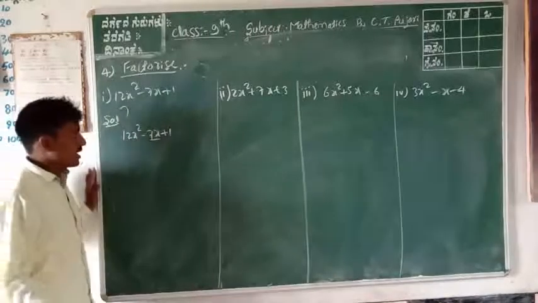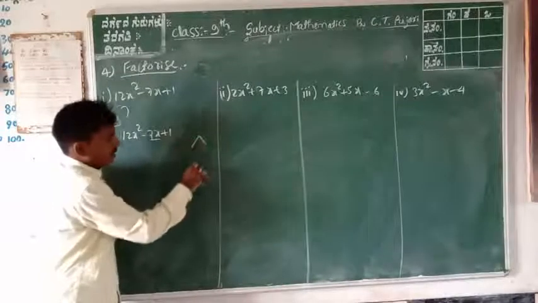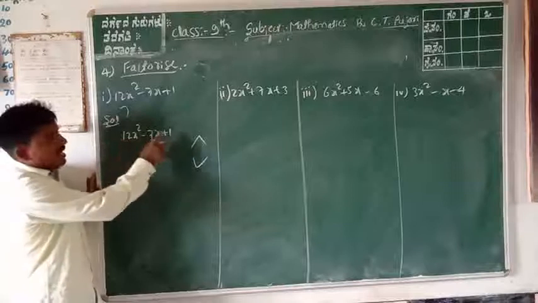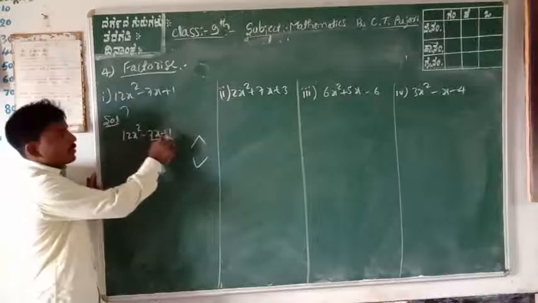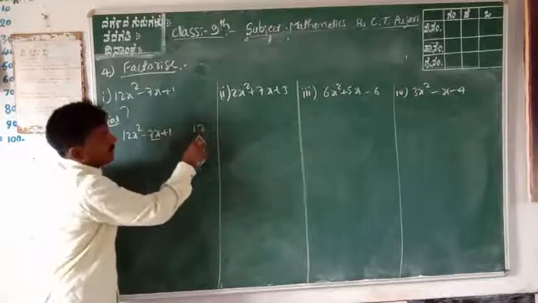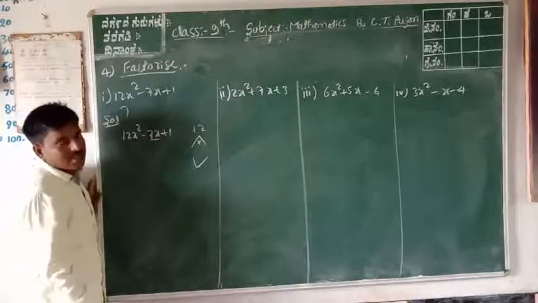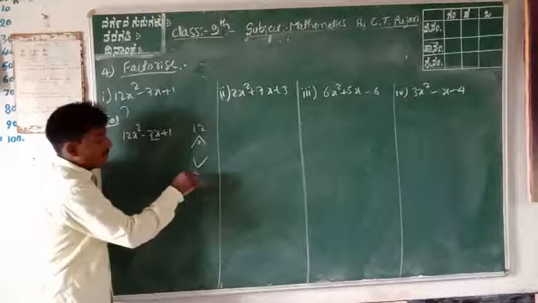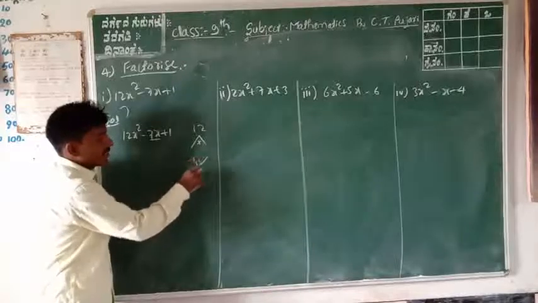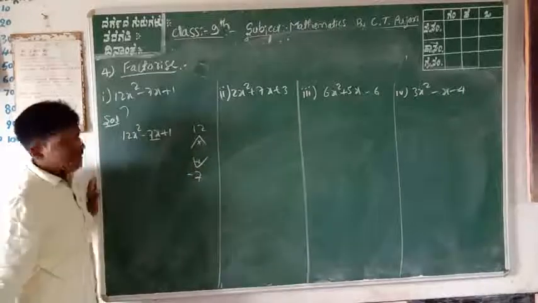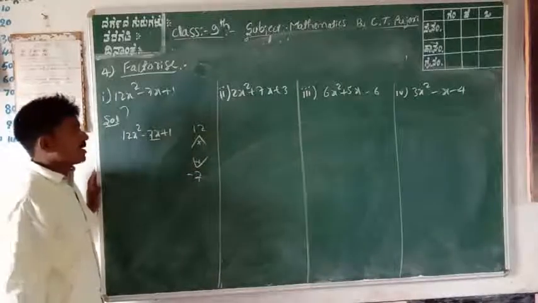The method is this: the first term is 12 and the last term is 1. Multiply the first and last terms, 12 into 1, which is 12. Next, the sum must equal the middle term. The middle term is minus 7. Therefore, you have to find some numbers.